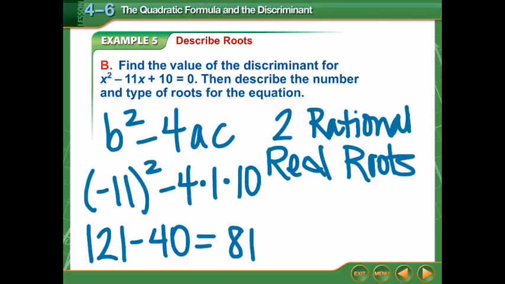Okay, so you need to know how to use the quadratic formula to solve these quadratic equations, and then also use the discriminant to be able to determine what type of solution it is.